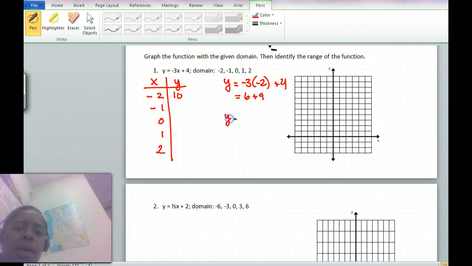And I would do the same thing for each of the other points that you have here, -1 plus 4. Wherever I see an x, I'm going to put in whatever the value is here. So negative and negative makes us +3 plus 4, which is 7. And then when I plugged in 0, which I love, 3 times 0 is 0. All I have is 4.